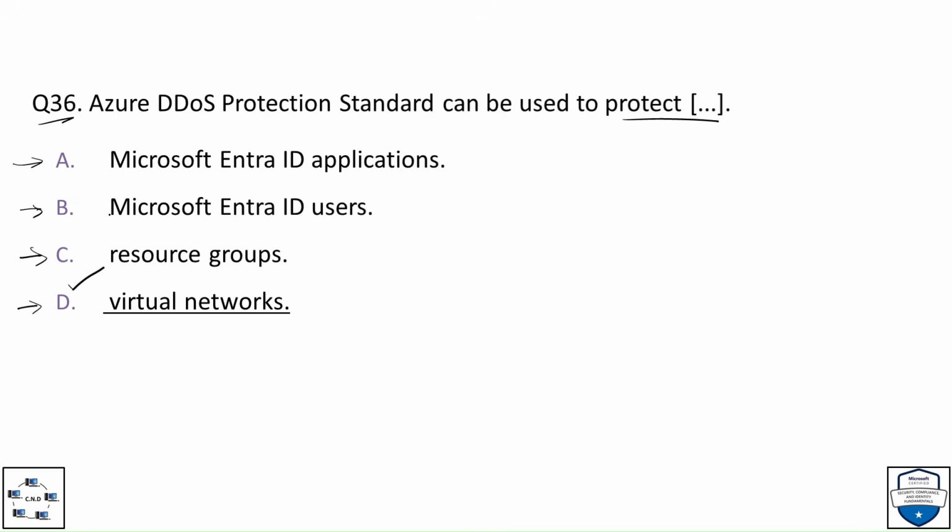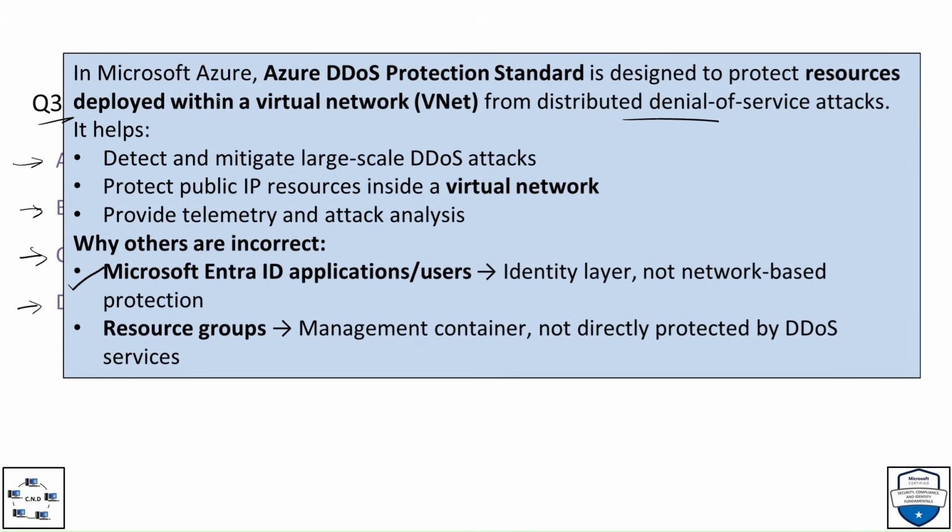option D, virtual networks. And the explanation is, in Microsoft Azure, Azure DDoS Protection Standard is designed to protect resources deployed within a virtual network, or VNet, from distributed denial of service attacks. It helps to detect and mitigate large-scale DDoS attacks, protect public IP resources inside a virtual network, and provide telemetry and attack analysis. So why are the other options incorrect?